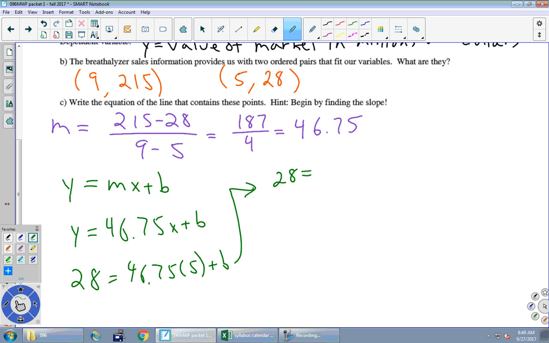And again, somebody with a calculator. 230. Is that 233? All right on that one. And then we'll subtract the 233 from both sides. Thank you. So that's our b, negative 205.75.